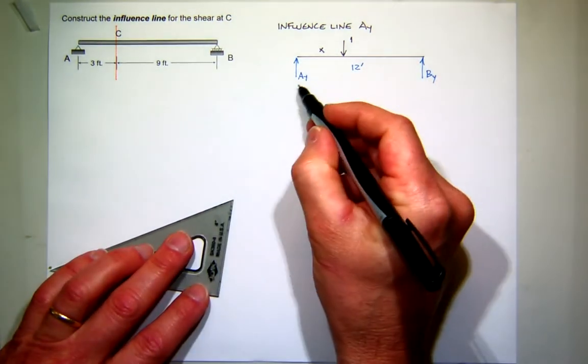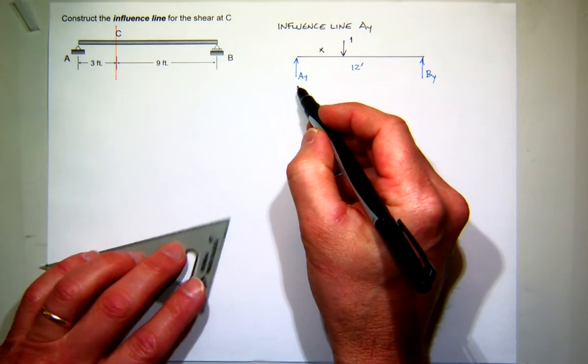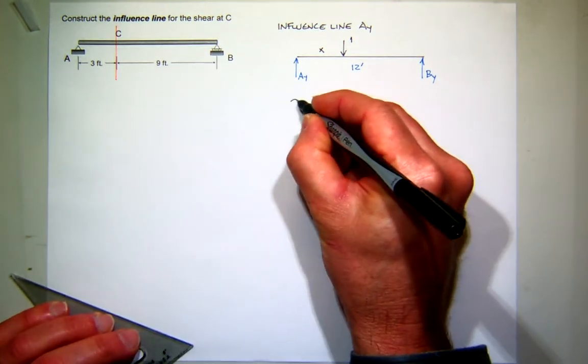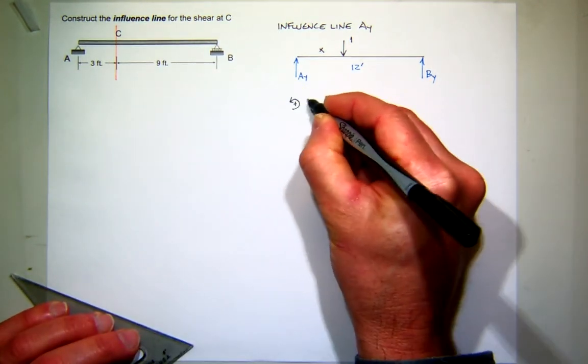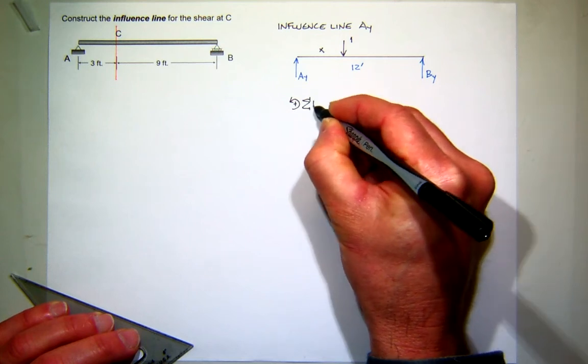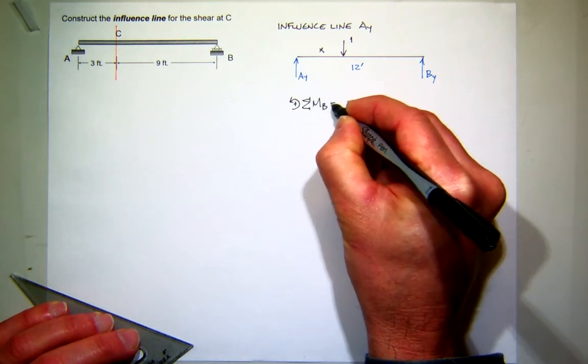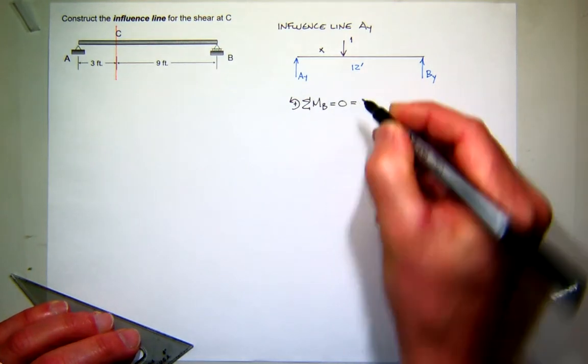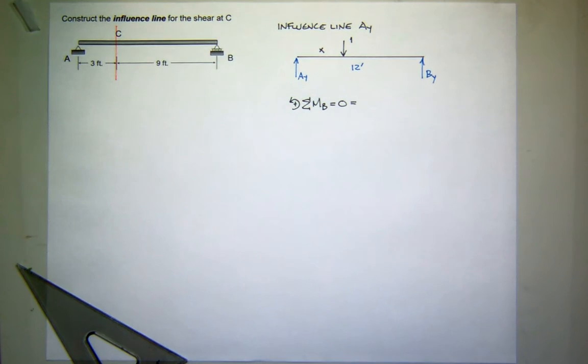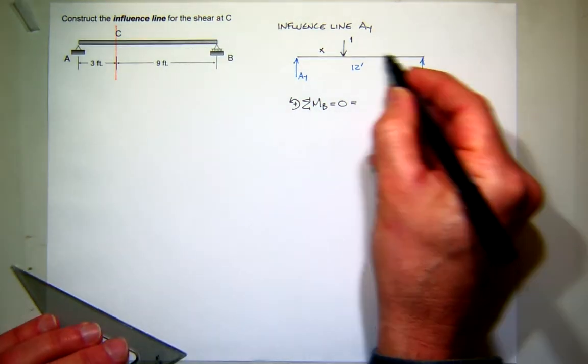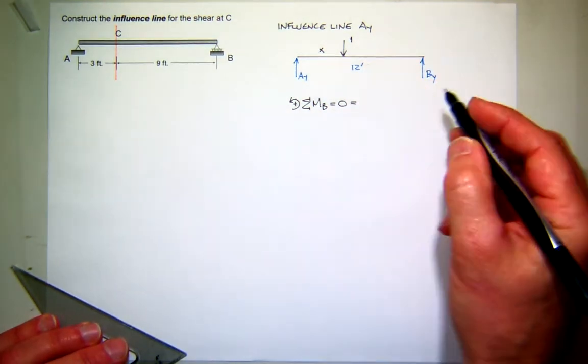So I want to find AY. How do I find AY? That's right. So I'll sum moments, using right-hand rule as my sign convention. I'll sum moments about B and make sure it's in equilibrium. Now, since I'm going from B, I need to know the distance from B to the load. What will that be? 12 minus X.